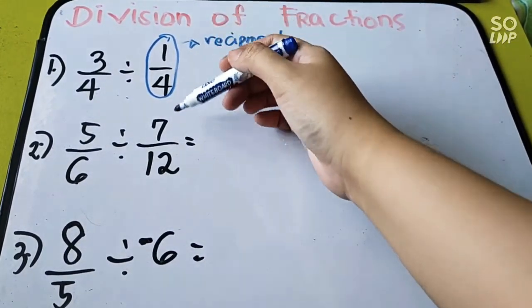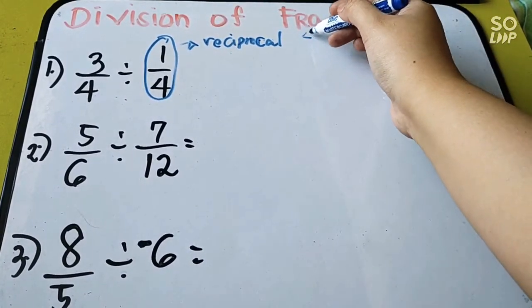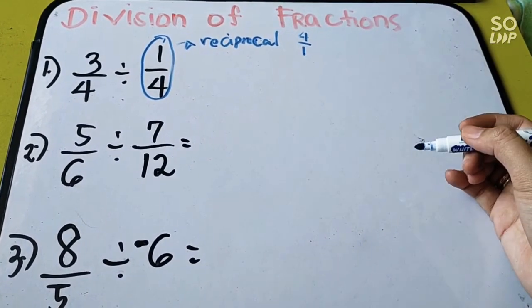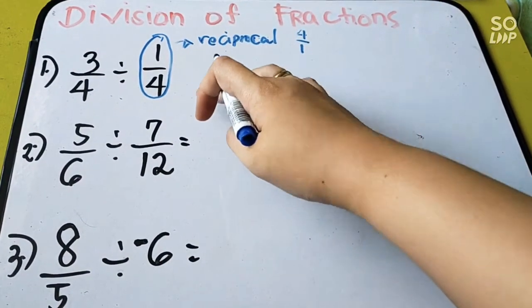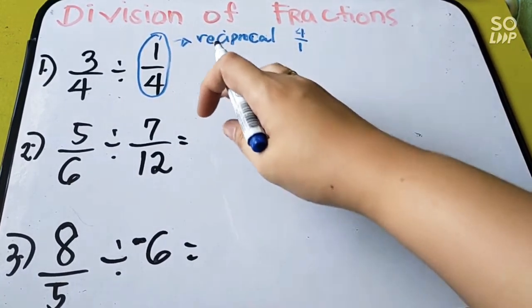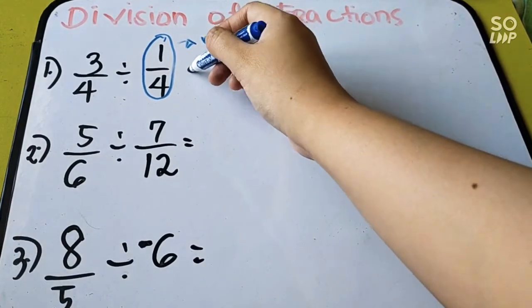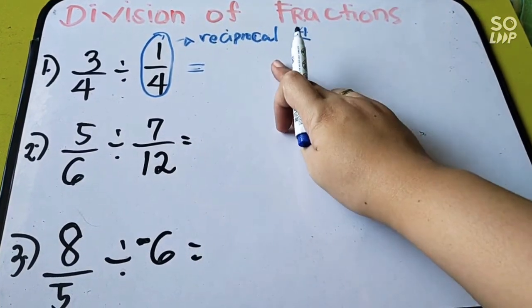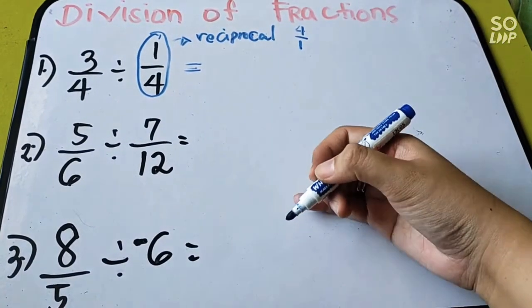Reciprocal, yung kabaliktaran niya. So, since 1/4 siya, ang reciprocal niya magiging 4 over 1. Is it clear? So, that is reciprocal. Laging reciprocal nung pangalawa, ng inyong divisor. Okay? Now, after you find the reciprocal, you will change division into multiplication.